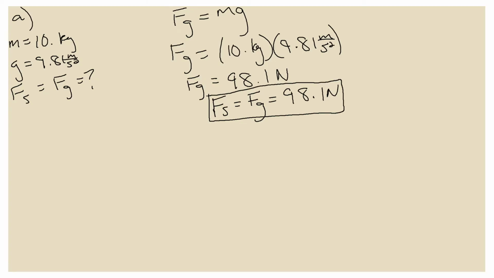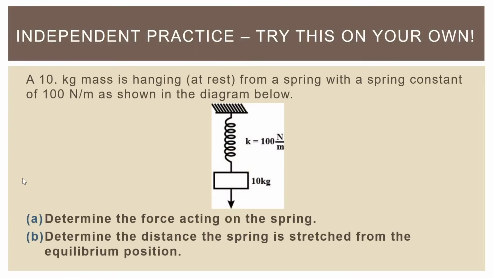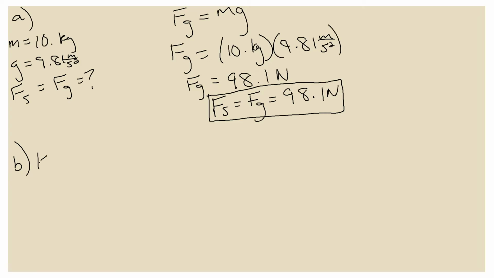Now, of course, that is just part A. Part B of this question is asking us to determine the distance the spring is stretched from the equilibrium position if the spring constant is 100 newtons per meter. That's pretty simple to do. We have k is 100 newtons per meter. We just calculated here that the spring force is 98.1 newtons. And we're looking for the distance the spring is stretched from the equilibrium position, which gets the symbol x in the spring force equation, better known as Hooke's law.